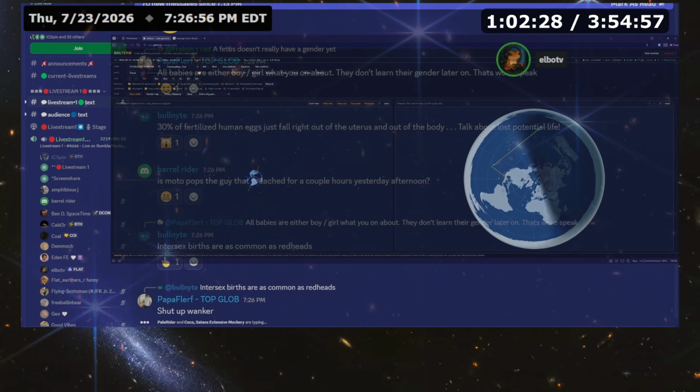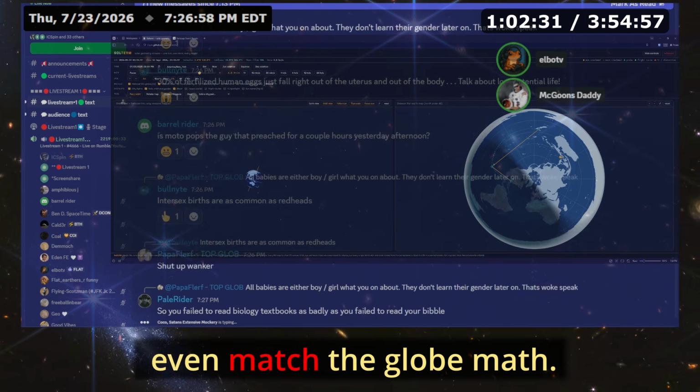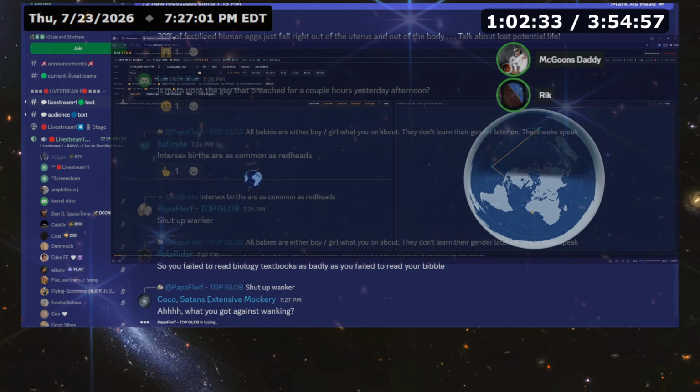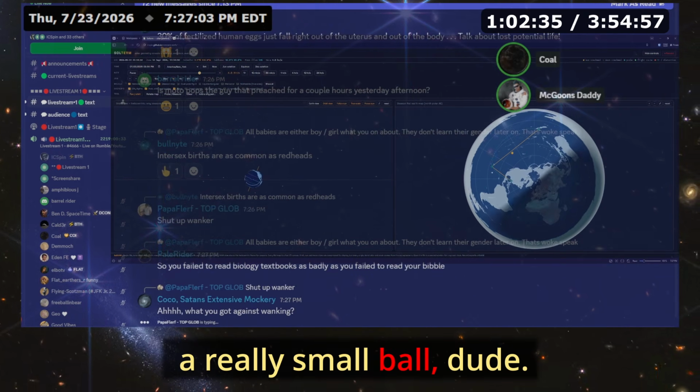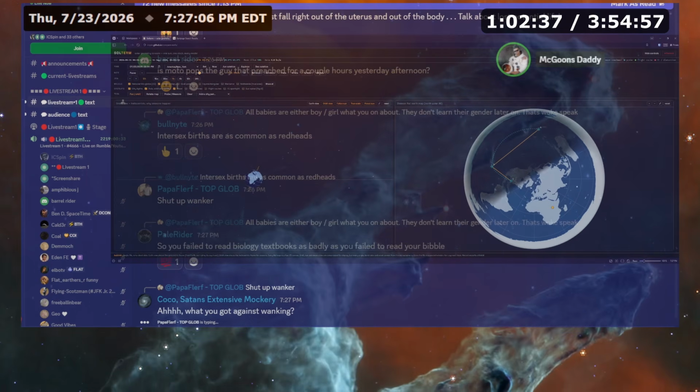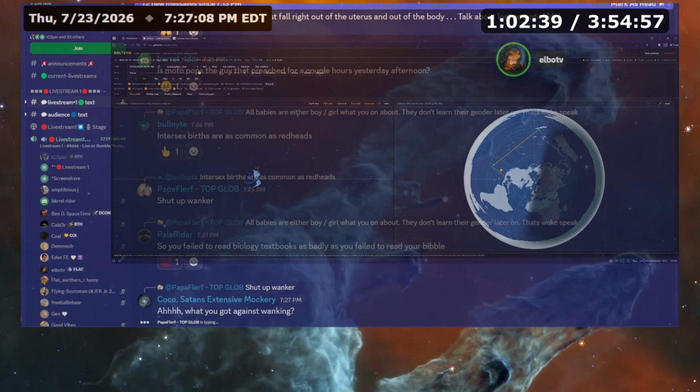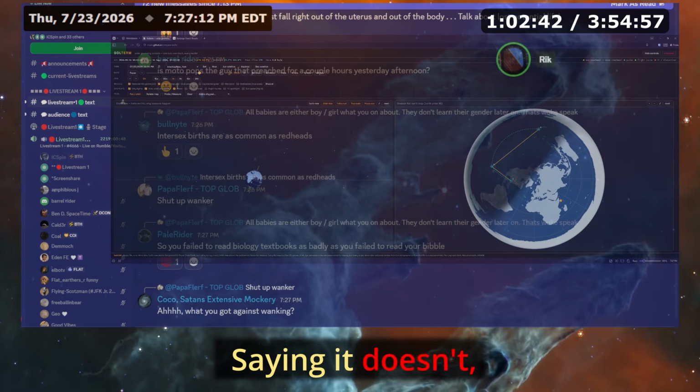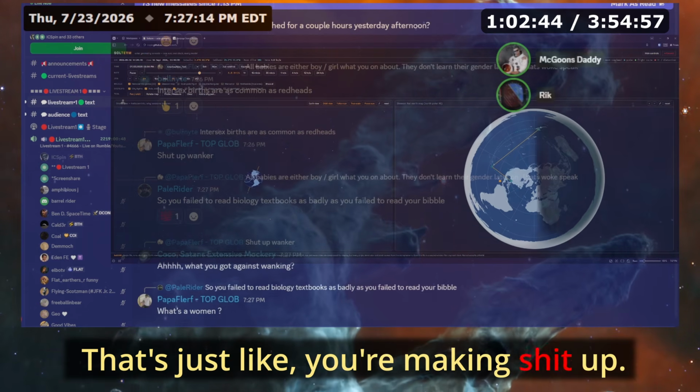Come on, guys. That doesn't even match the globe math. It does. You have a really small ball, dude. It actually matches it perfectly. No, it doesn't. Yes, it does. Saying it doesn't mean it doesn't. That's just you making shit up. I mean, it actually does.